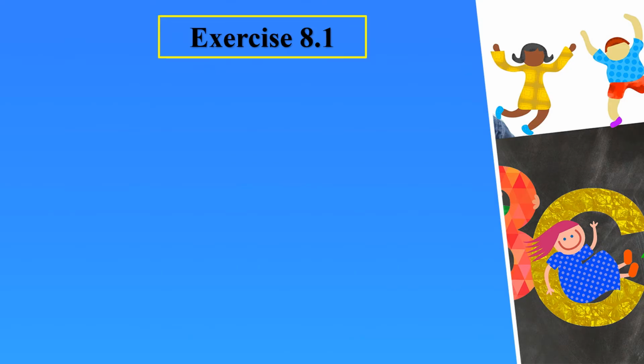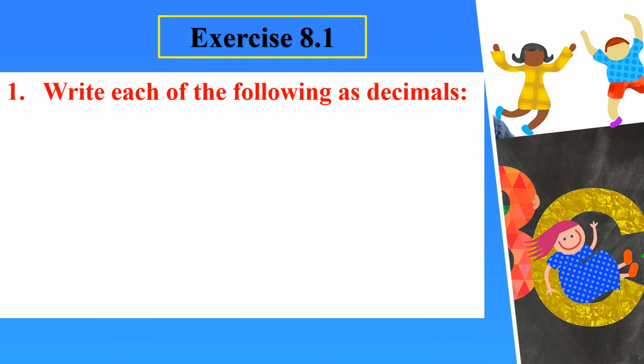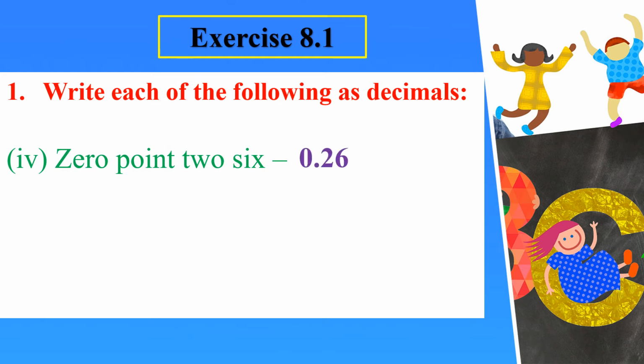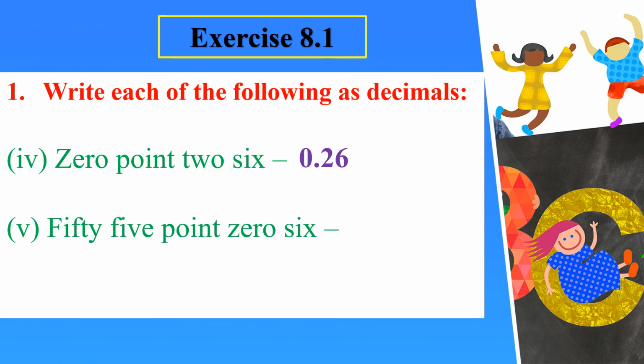Let us see some exercise problems. Exercise 8.1. The first question: write each of the following as decimals. Fourth subdivision, 0.26. 0 is the whole part and 26 is the decimal part. Therefore, we can represent it as 0.26.